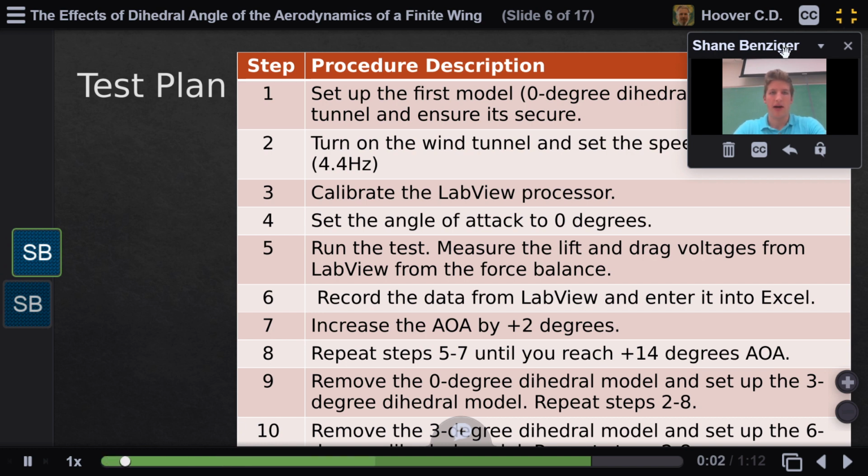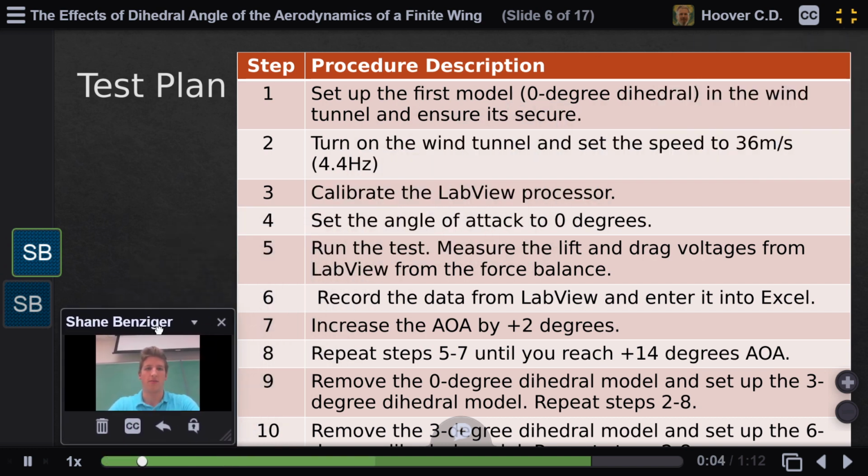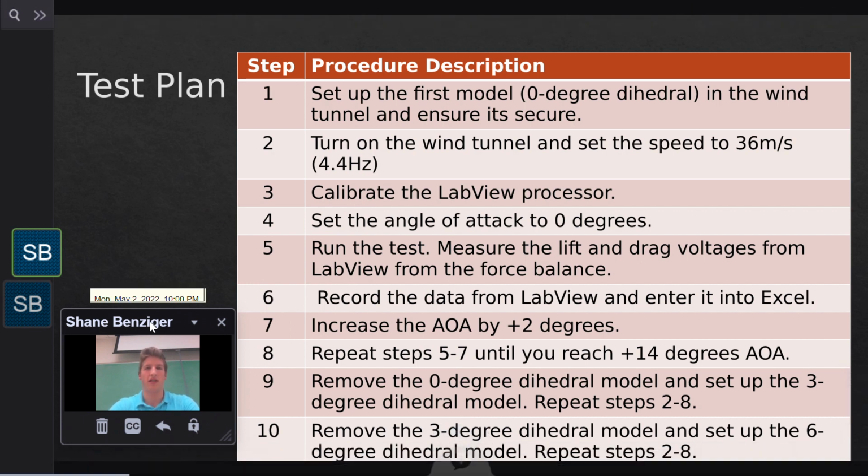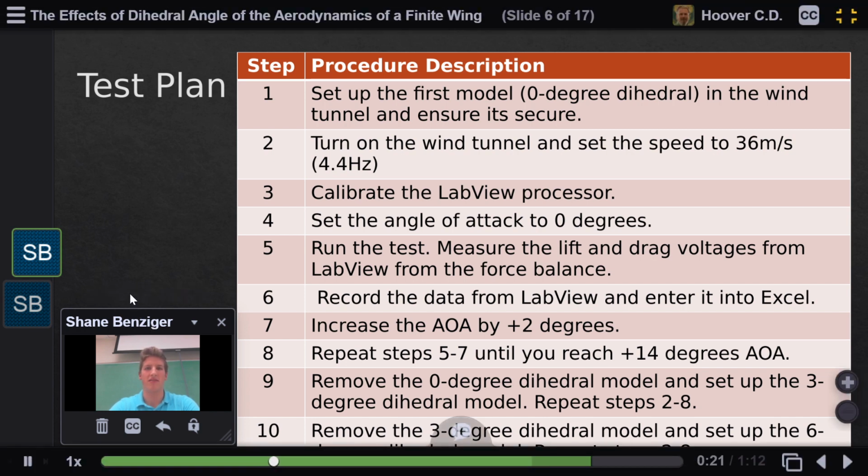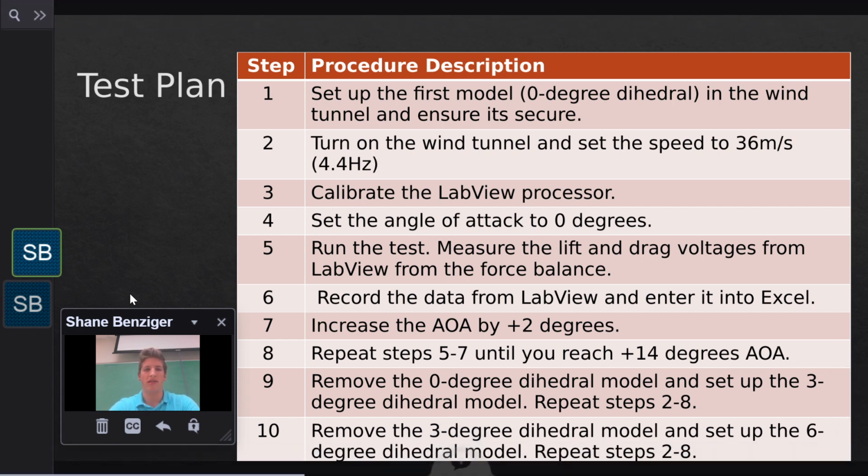The following slide outlines our plan for our experimental process. We first set up our first model, which was our 0-degree dihedral, in the wind tunnel and ensured it was secure inside the mounted portion. We turned on the wind tunnel and set the speed to 36 meters per second, and this was held constant through all of our experiments. We calibrated the LabVIEW processor as well as the pyramidal force balance using the hanging weight method. We set the angle of attack to 0 degrees as our starting mark.